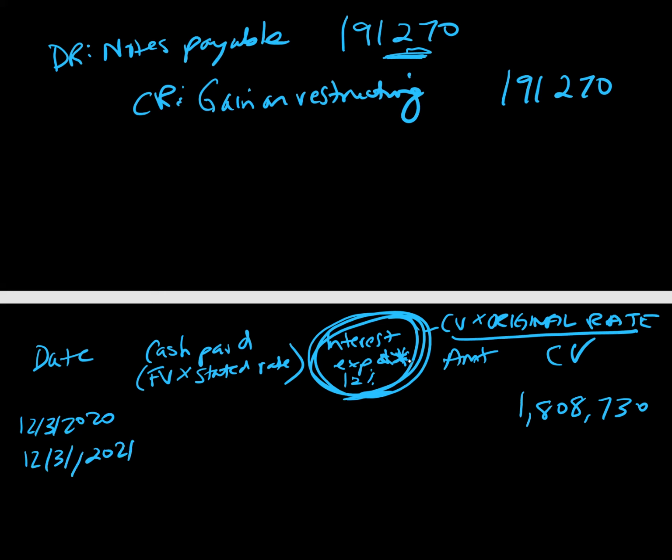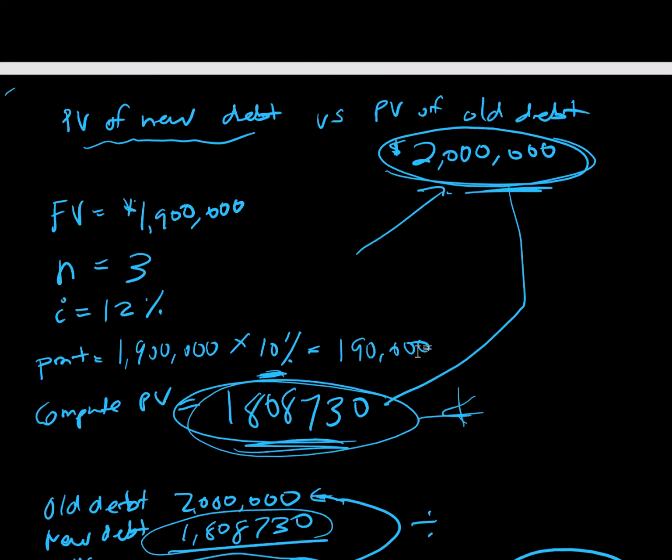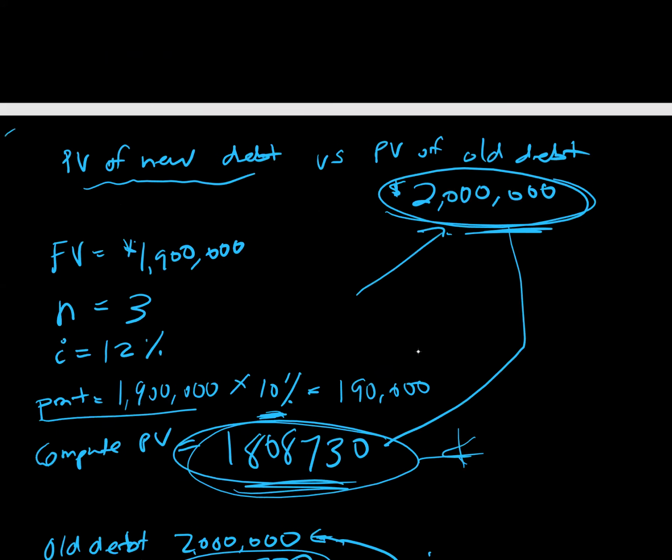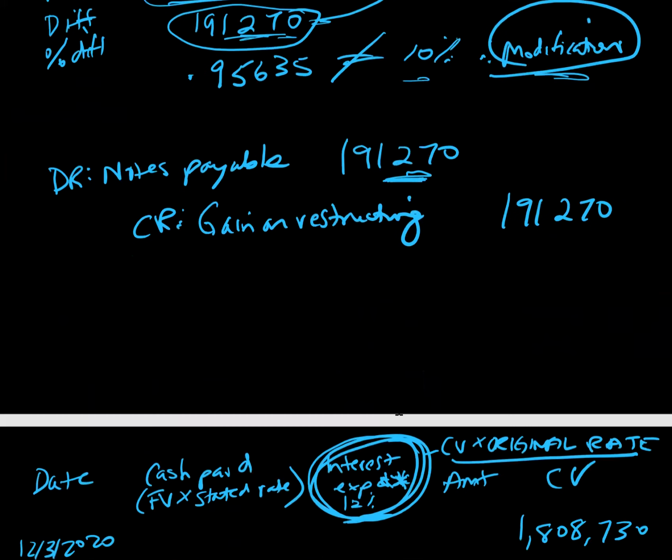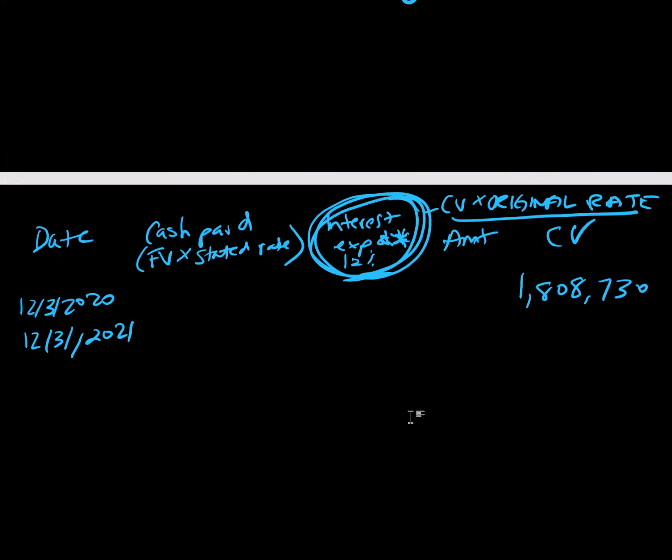Okay, so at the next year end, 12/31/2021, what's the cash paid on the debt? Well, we actually calculated this above already when we were calculating our present value. Remember the payment. It's going to be the face value of the debt, which is 1.9 million, the new face value, times the new rate, 10%. This is what the bank agreed with us. This is what they're going to expect us to pay. It would be really bizarre if we paid them more or less than that. So this is our payment. It's always going to be the same, and it's always going to be 190,000.